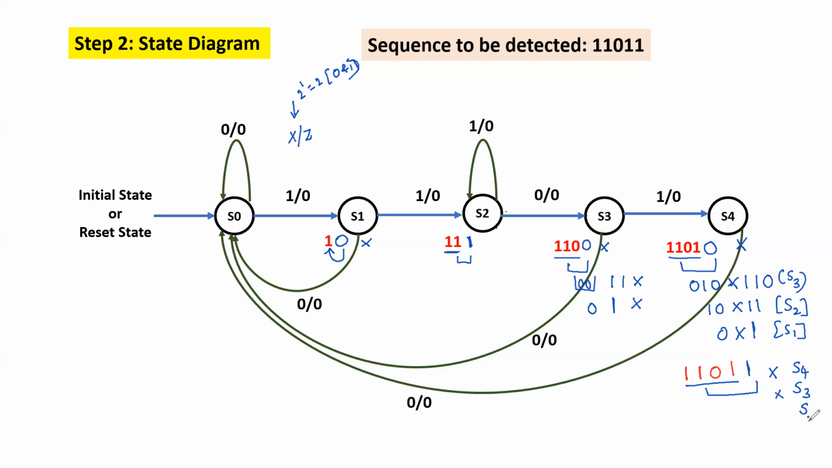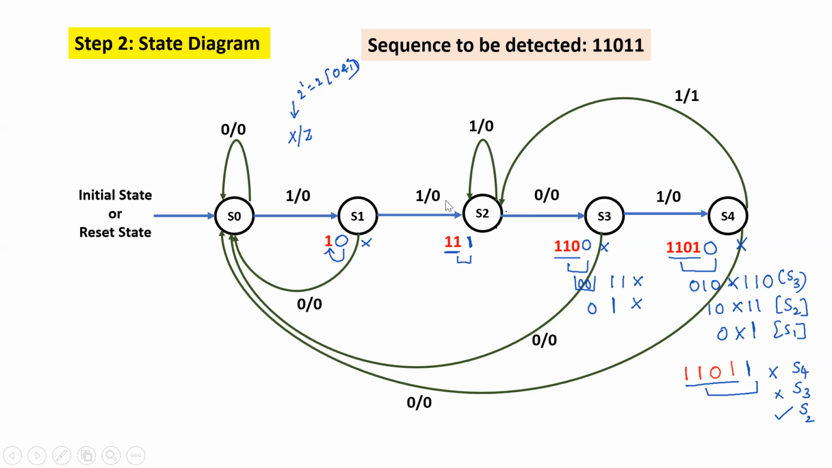Okay, next S2. Here 1, 1. So for S2, the input bits are 1, 1. You can see the last 2 bits are also 1, 1. So it goes to S2. S4 goes to S2 when x equal to 1. Then the output will be 1. You can see here S4 goes to S2 when x equal to 1, then the output will be 1 because the detection of all the bits should be completed with this last x equal to 1.